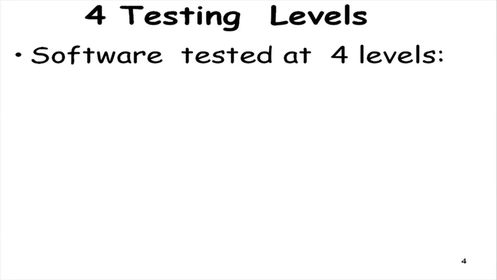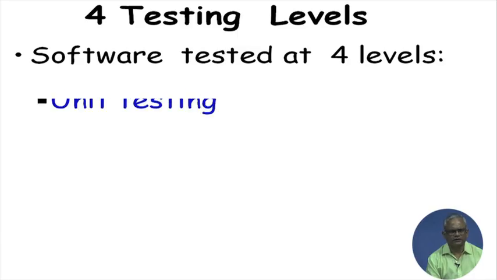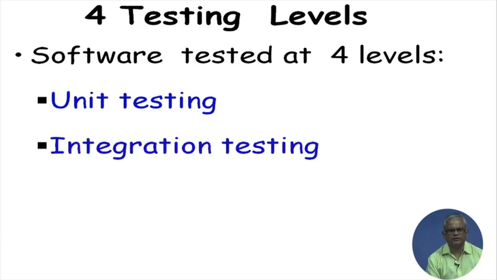Now, what are the different levels at which testing is done? Actually, there are 4 levels. One is at the unit level. As the software is getting developed, each unit needs to be tested as soon as it has been developed. Then after all the units have been tested, we need to do integration testing, where we integrate the different units and test whether they are working all right together. If they are working at the unit level, why should they not work at the integration level?